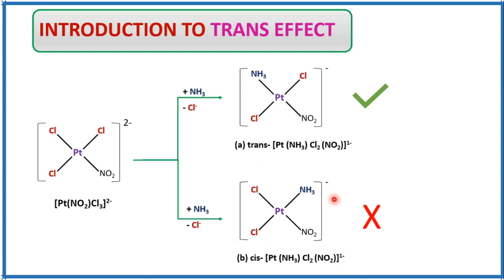Whereas this product is not formed, only the trans product is formed. That means one of the possible products is the only one happening here, and this can be explained with the help of trans effect. So this is the importance of trans effect: it can explain why this product is the only one forming whereas the other product is not forming.